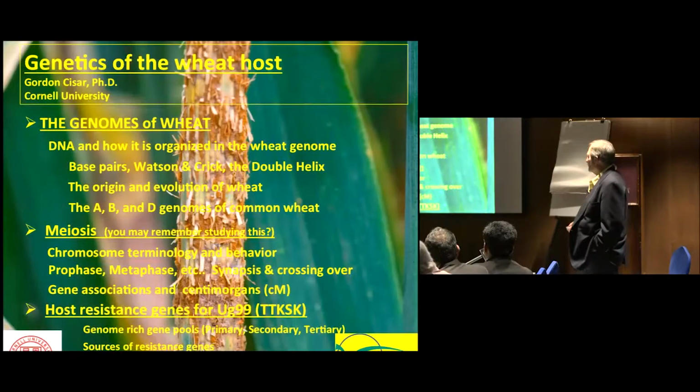So we'll go over the genomes of wheat, DNA and how it's organized in the wheat genome, some really basic DNA discussions about base pairs, Watson and Crick, the double helix, the origin and evolution of the wheat genome into A and B and D genomes of common wheat, meiosis.